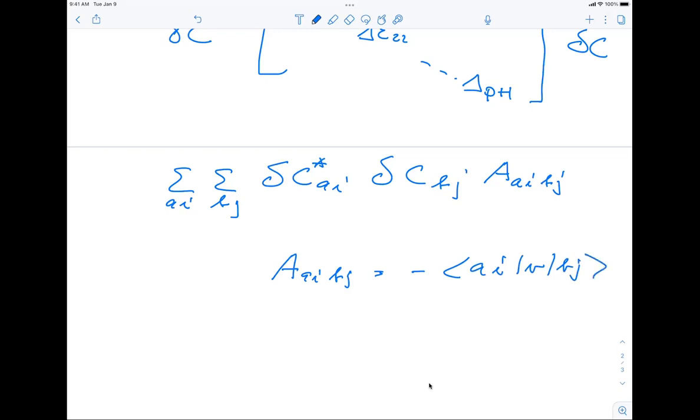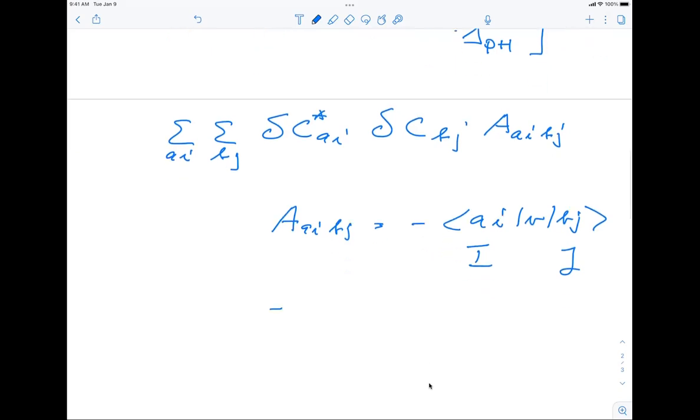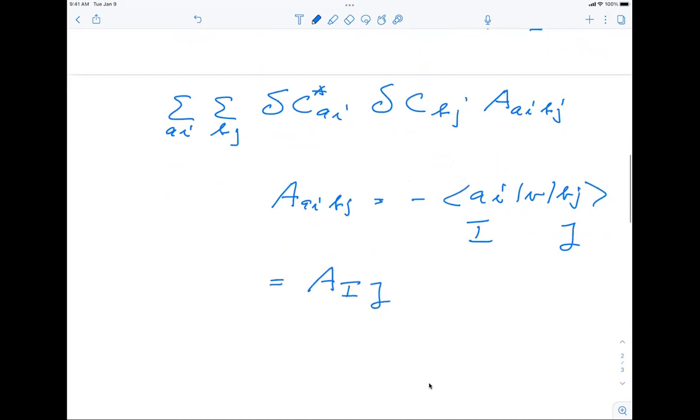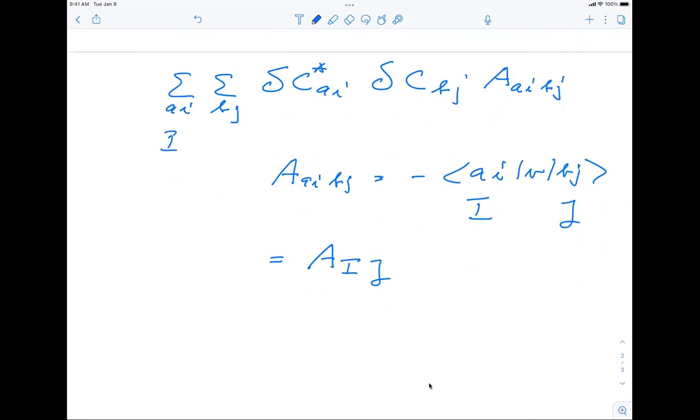And then if I put these indices here, these indices I and J here, you see now that I can rewrite this as a matrix element A of I, J. And that means that I can now rewrite this sum in terms of I times J, a delta C of I, a delta C of J, multiplied with a matrix A_IJ.